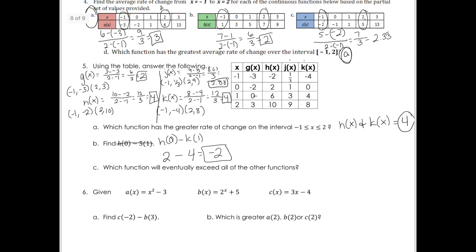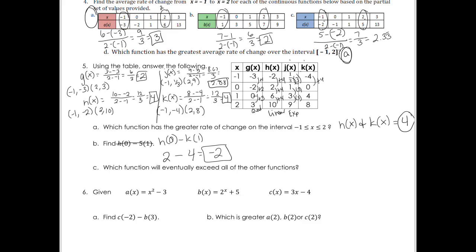Now the question is, which function will eventually exceed all the other functions? So if I look through, let's just kind of find a pattern. I'm adding 1, I'm adding 2, I'm adding 3. This is probably a quadratic. Okay. -2 to, this is adding 4, adding 4, adding 4. So this is linear. I see a fraction. I should probably think it's exponential. So let's skip the fraction, do 1 to 3. I multiply by 3. 3 to 9, multiply by 3. So this must be multiplied by 3. So this is exponential.